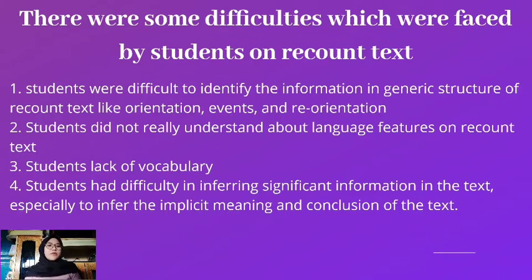The second difficulty was that students did not really understand the language features of recount text, for example, the use of past verb forms, as well as the first and third person pronouns. The third difficulty was students' lack of vocabulary. In recount text, sometimes students did not know the meaning of past forms and specific words which appear in the text. And the last, students had difficulty in inferring significant information in the text, especially the implicit meaning and conclusion of the text.